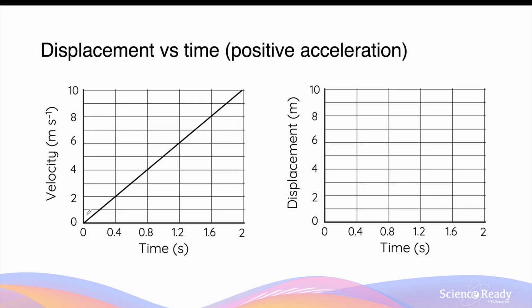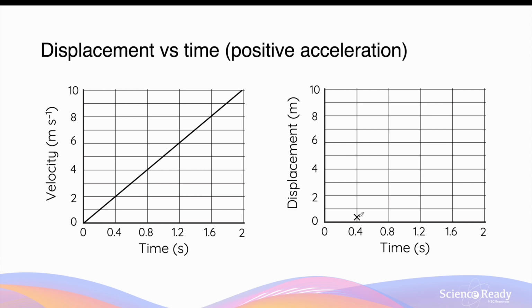So here we have the velocity versus time graph for an object with positive acceleration and positive velocity. Over the span of 2 seconds, its velocity becomes more and more positive. That means it's traveling faster and faster. If the object travels faster with time, you would expect it to travel a greater displacement over time as well. In the first 0.4 seconds, it only travels a small distance because its velocity is quite small.